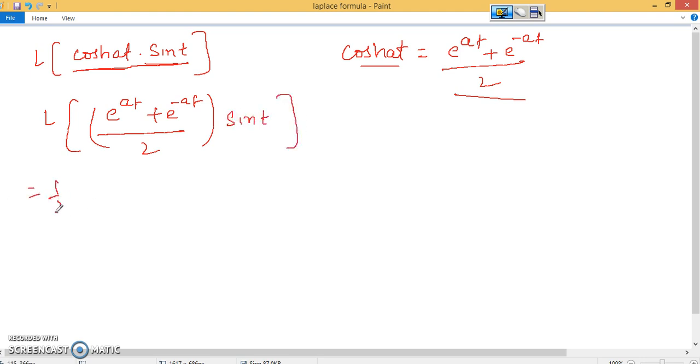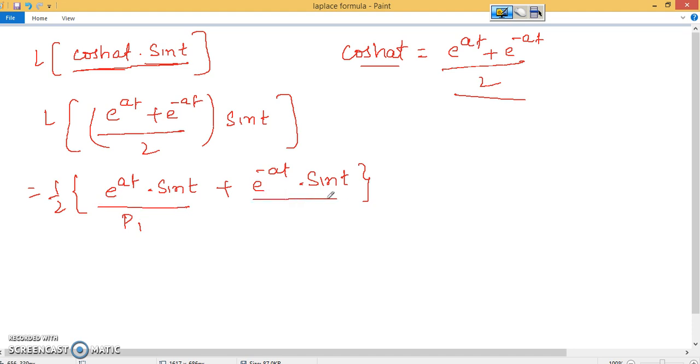So 1 by 2 we can take outside. You can write here e to the power of at into sine of t plus e to the power of minus at into sine of t. Here, if you see, this is again property number 1, and this is again property number 1. So what is property number 1? If e to the power at into f of t is given, first find the Laplace of f of t. The Laplace of sine of t is 1 by s square plus 1, and replace s with s minus a. A is a here.